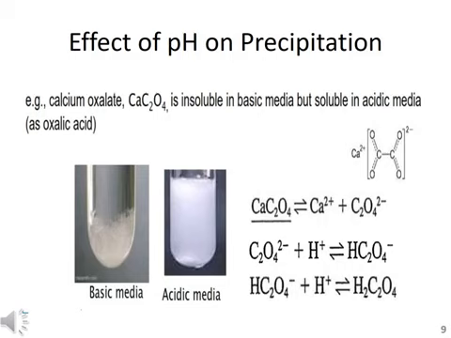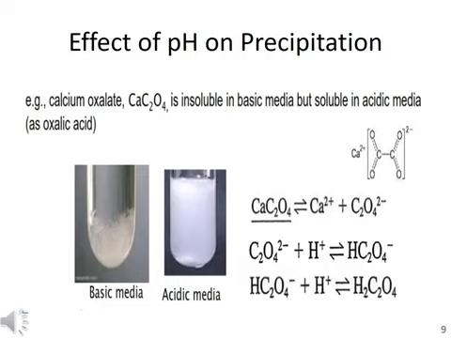You can see in this picture, the left one is in the basic media. In this basic media, the calcium oxalate is in the insoluble form, and in the right picture you can see the calcium oxalate is in the acidic media and in the soluble form. So when you are doing the process of precipitation, when you are doing the gravimetric analysis, you should be very keen towards the environment of the reaction chamber.